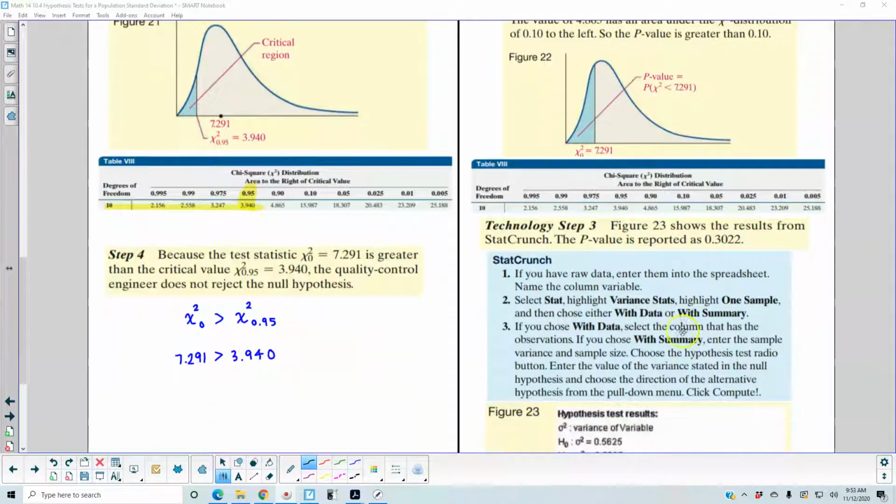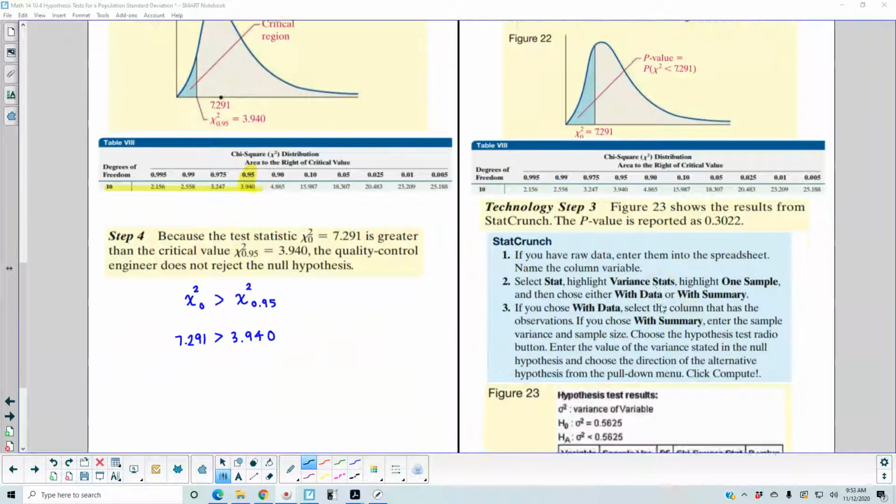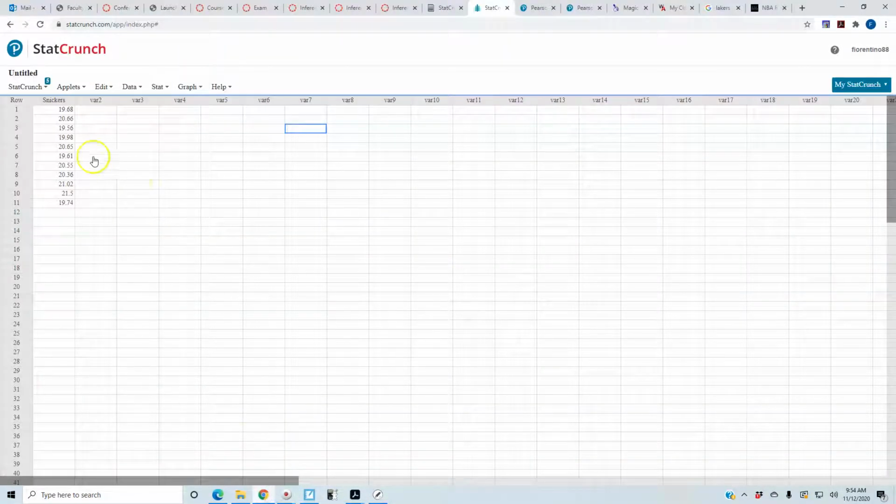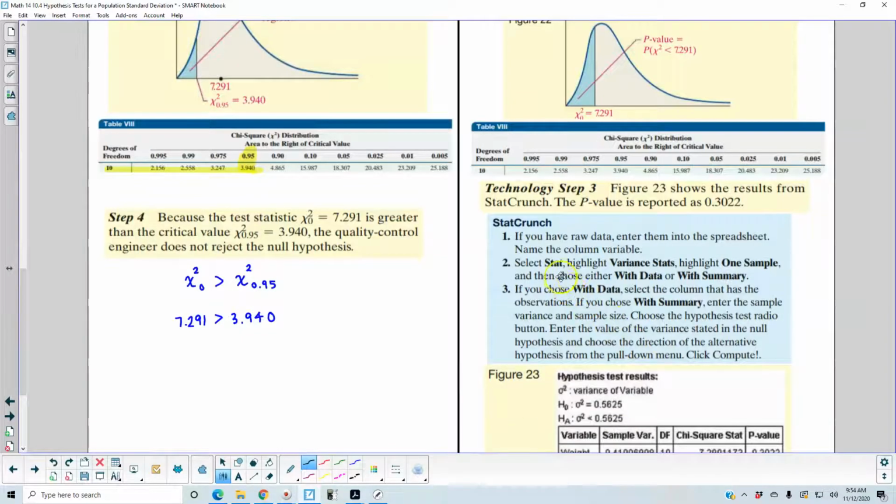Now, if we wanted to use technology in StatCrunch to find the p-value, we're going to follow the following information. It says if you have raw data, enter them into the spreadsheet, which is what we've done. So let's take a look at that. Here is the raw data. And then we're going to select Stat, highlight Variance Stats, highlight One Sample, and since we have data, we're going to select With Data. So let's go ahead and do that.